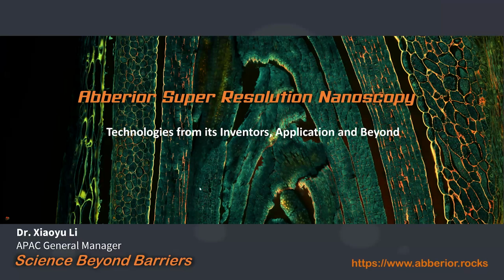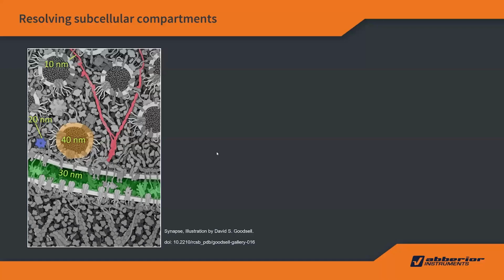So today I'm going to talk about Abberior super resolution nanoscopy. I'm going to show you the STED part, which is based on our large MIRAVA platform. I study neuroscience, so I use the structure of the synapse to start. So this is the physical size of the synapse. As you know, for example, the synaptic vesicle diameter is typically 40 nanometer.